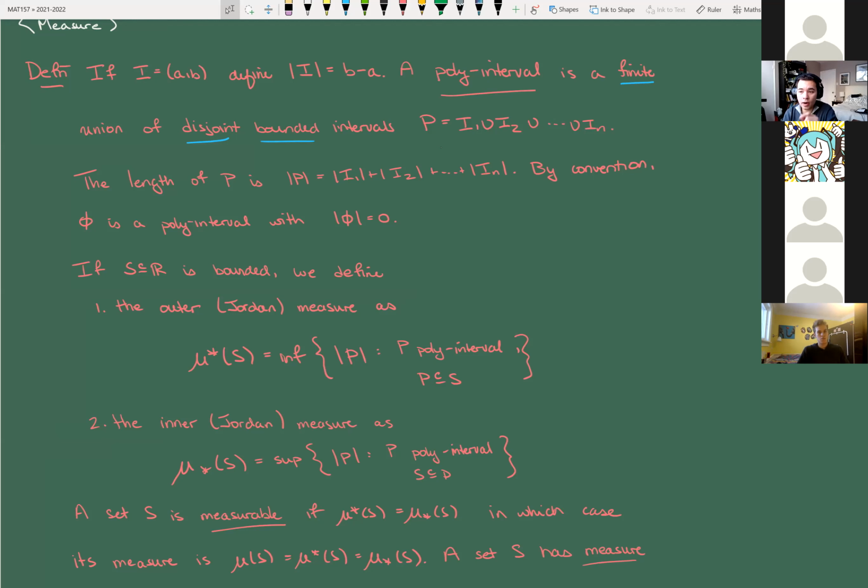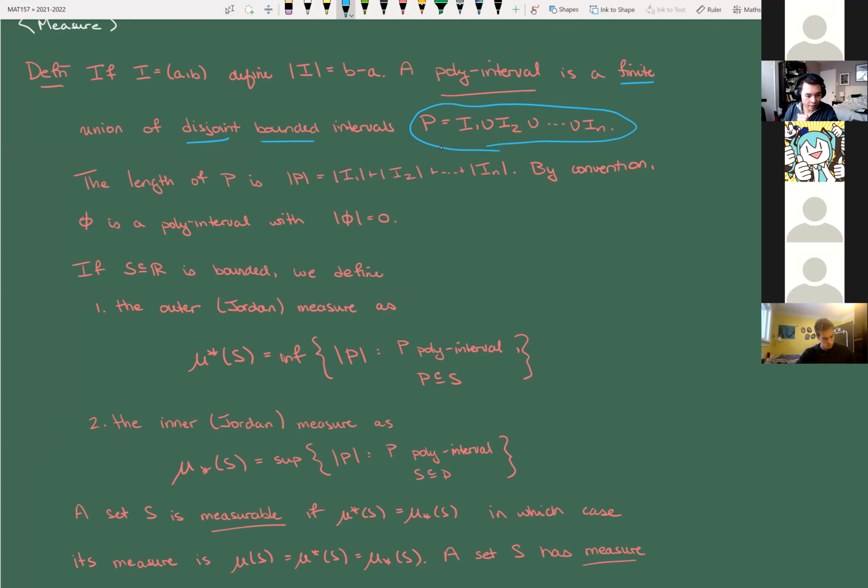Lebesgue does not require that you take a union of finitely many polyintervals. For Lebesgue, it can be countably many. So here, in this part, you can have countably many. Not even in 257, even in 257, we talk about Jordan. I know at St. George, they do Jordan as well, right?